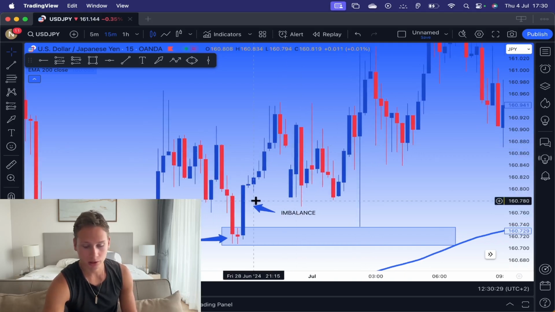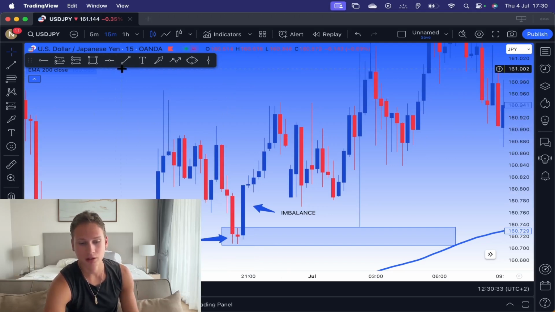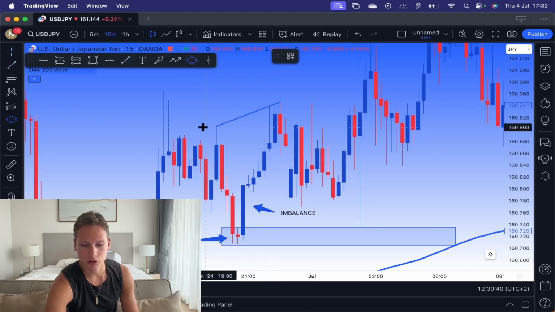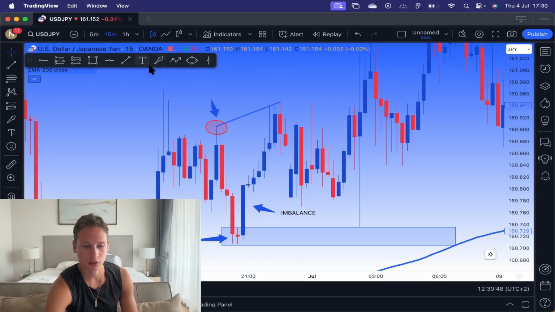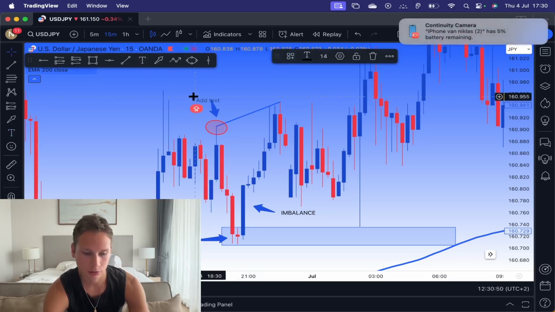So this means that it's already valid. But the second thing it does, and this is also very important, it left behind a break of structure. BOS right here broke this structure. So this structure is what it broke. So there was a big push up, and then we get a break of structure right here. So we are going to add it in.